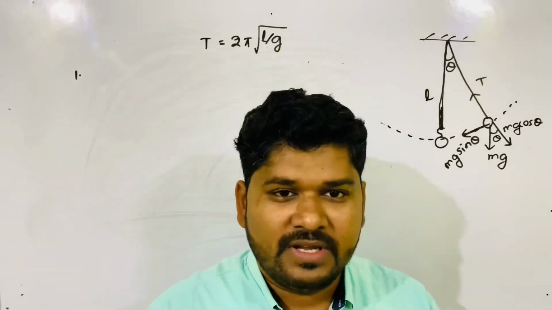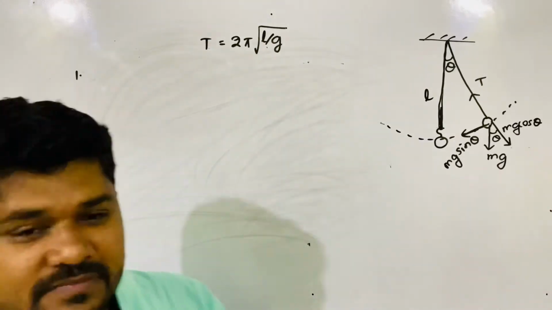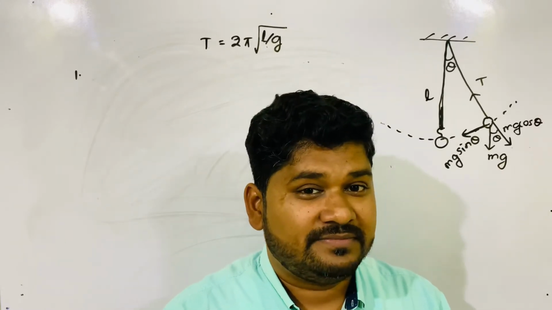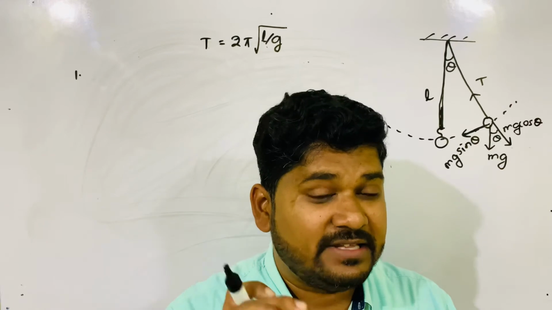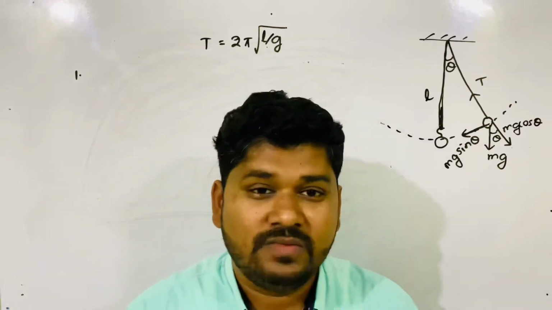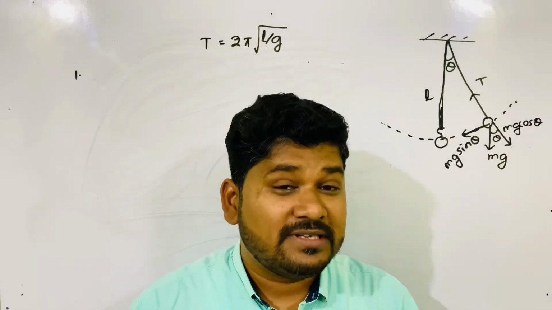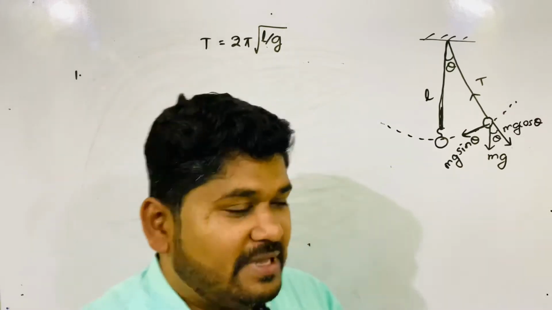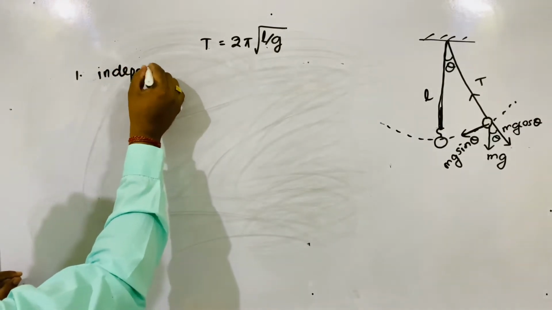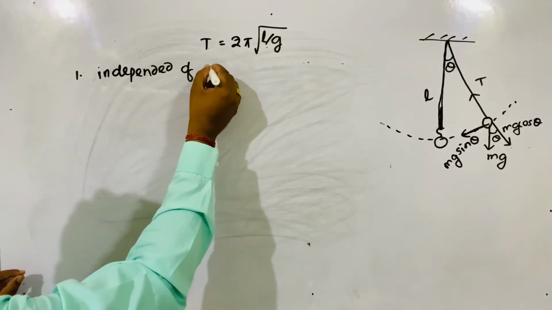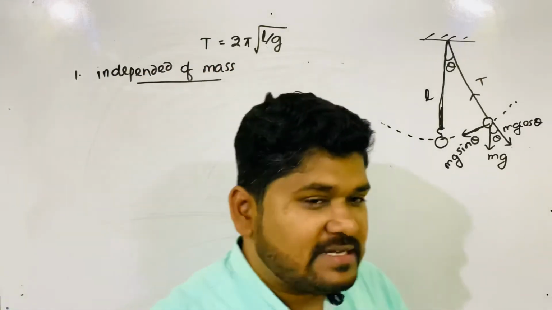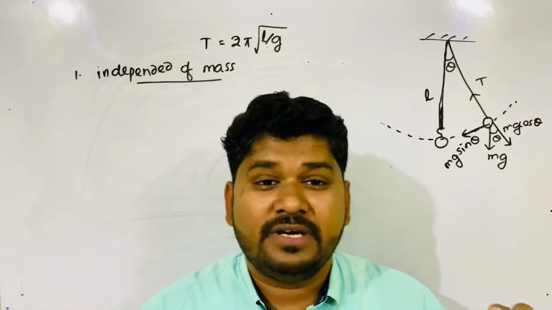You see, in the time period expression, is there any mass of the pendulum? Is mass there in the time period expression? See, is there mass? No. So what is the concluding line? Time period is independent of mass. Time period is independent of mass. It doesn't depend on the mass of the pendulum.